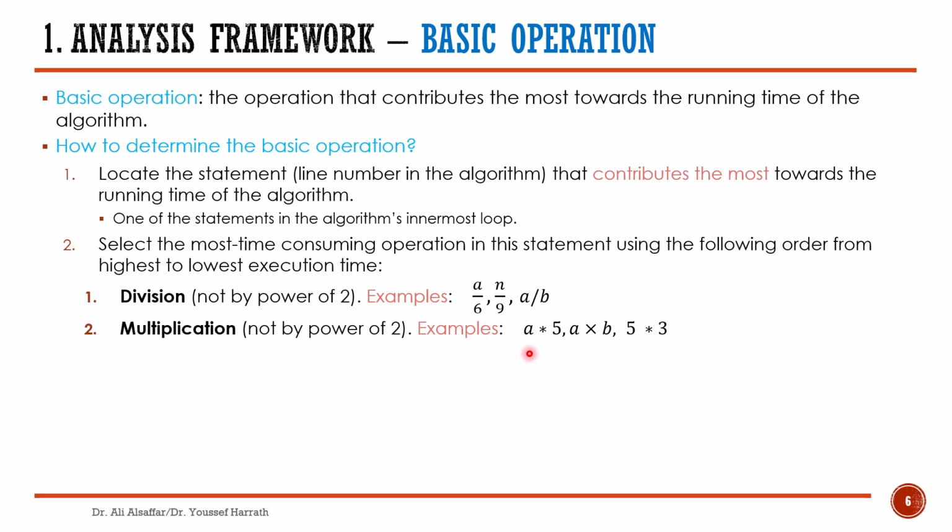Examples are multiplying by 5, which is not a power of 2, multiplying two numbers a and b, assuming that none of them is equal to a power of 2, and multiplying 5 by 3, and none of these numbers is a power of 2.